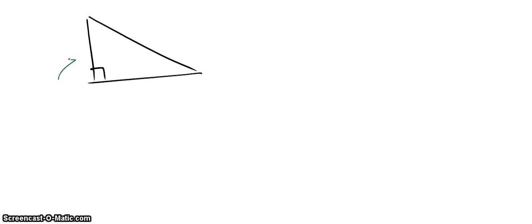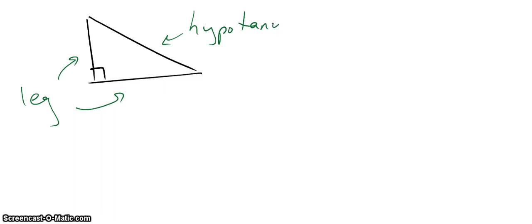So here is the right triangle. What do we need to know? First, names. We have to know that each one of these is called a leg of the triangle, and then the third side, the big side, big because it's opposite to the 90, is called the hypotenuse. Hypotenuse. So that's names, but that's not that important.